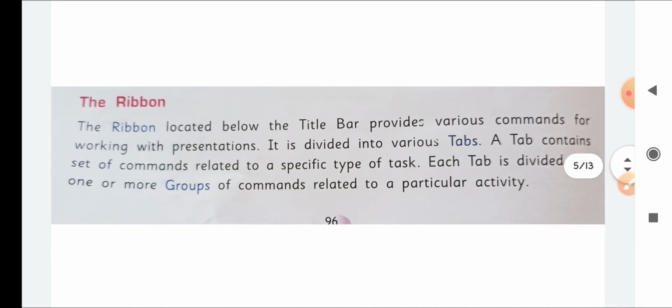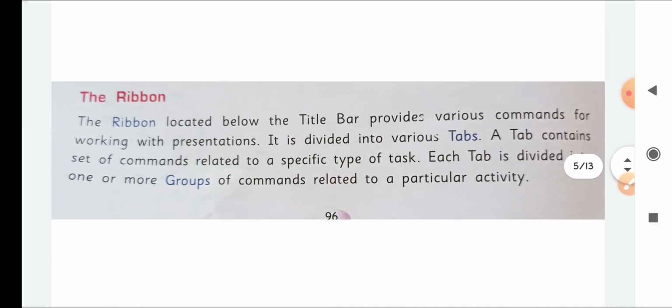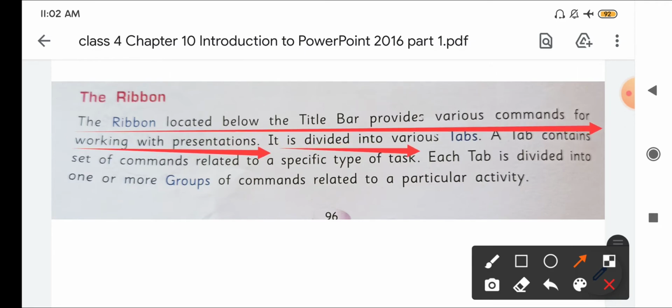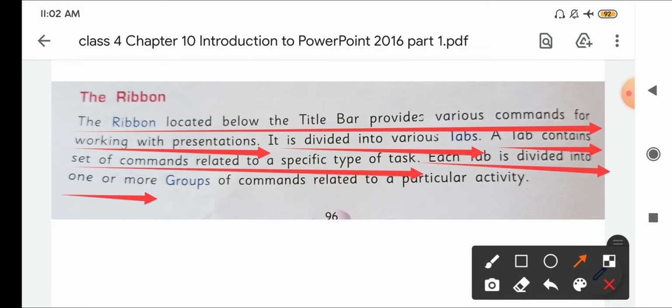Now we'll see the ribbon. The ribbon, located below the title bar, provides various commands for working with presentations. It is divided into various tabs. A tab contains a set of commands related to a specific type of task. Each tab is divided into one or more groups of commands related to a particular activity.